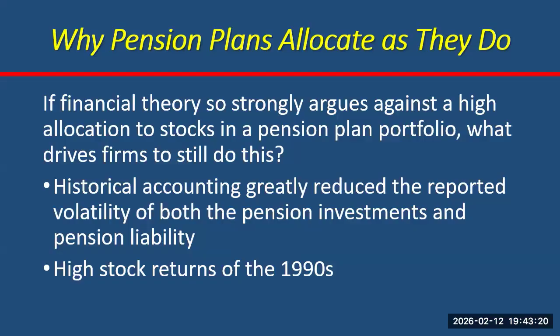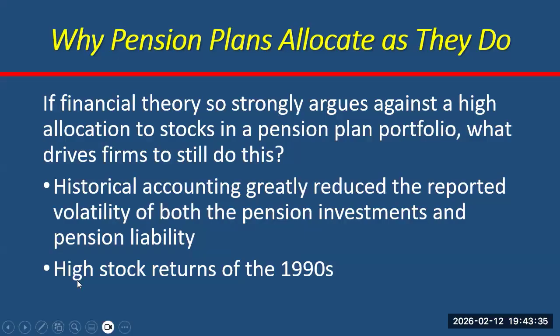And so that let them mask a lot of that volatility. It didn't show up in the GAAP accounting. And therefore, let's pretend like it's not there. When those accounting rules changed, a lot of firms shut down their pension plan. They say, we just can't take that volatility anymore.